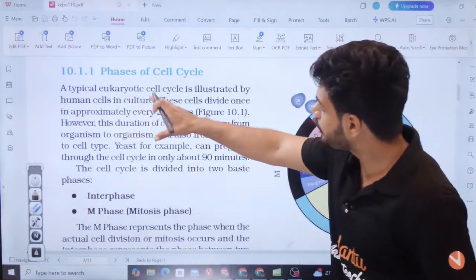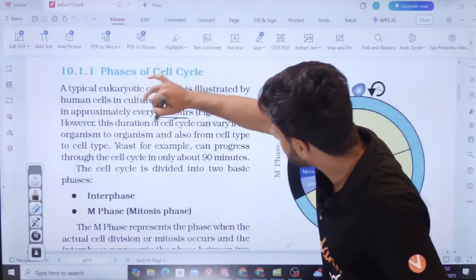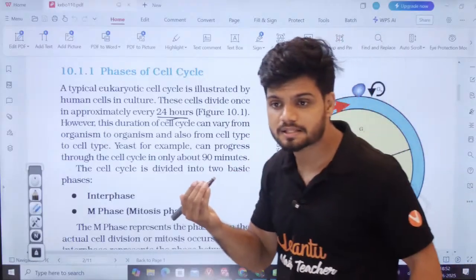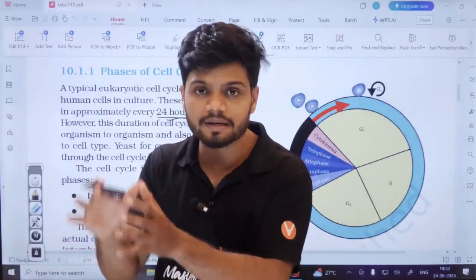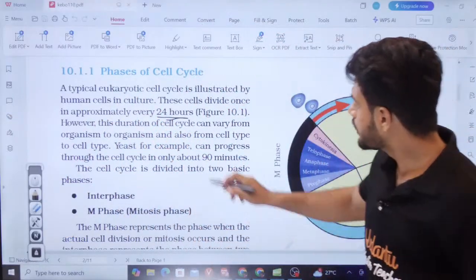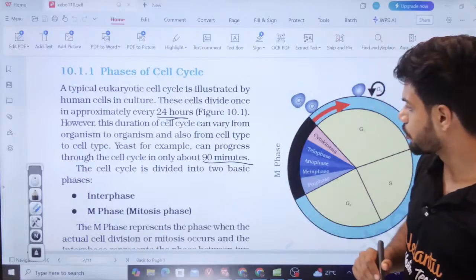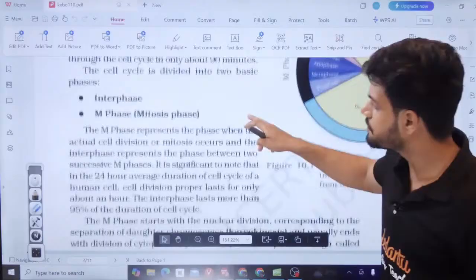A typical eukaryotic cell is illustrated by a human cell example. 24 hours, out of which 23 hours it is in interphase, and 1 hour is proper M phase. Yeast is 90 minutes. I told you all of you students. So here we have the interphase and the M phase right now.